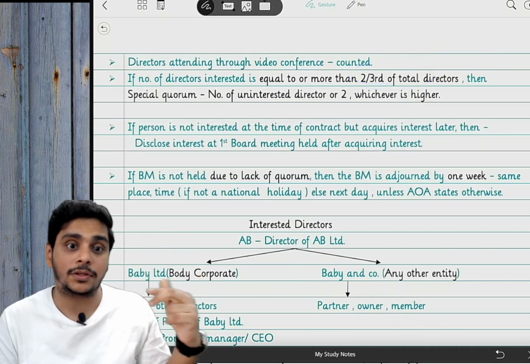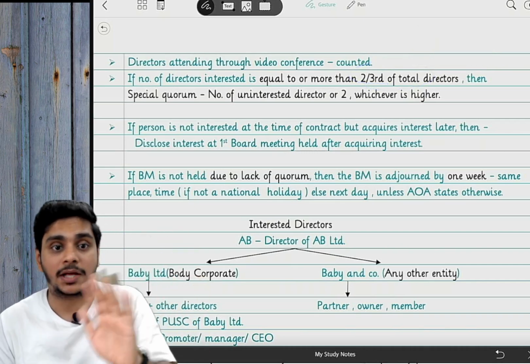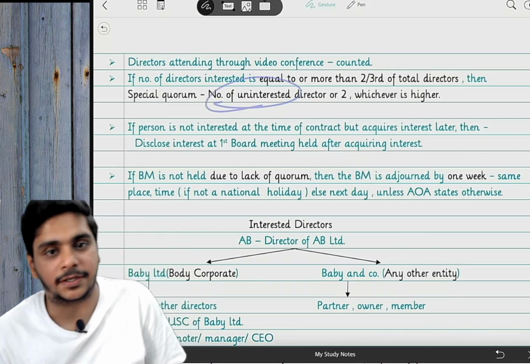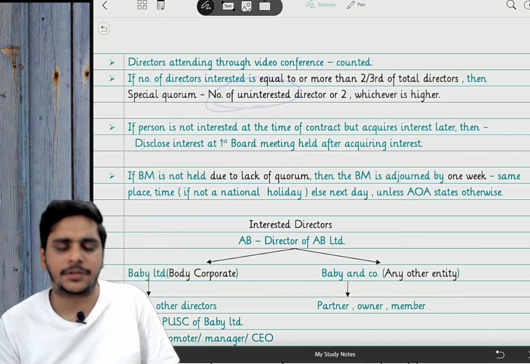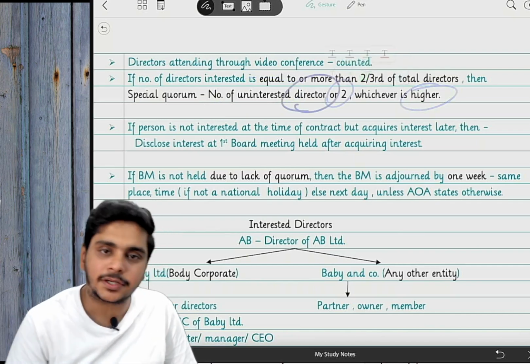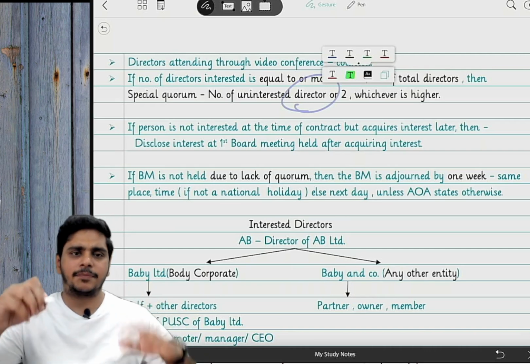My normal quorum was 1/3 or 2, whichever is higher. I will not have that; I will have special quorum. How will I get special quorum? Number of uninterested directors or 2 directors, whichever is higher. Let me just calculate for you.